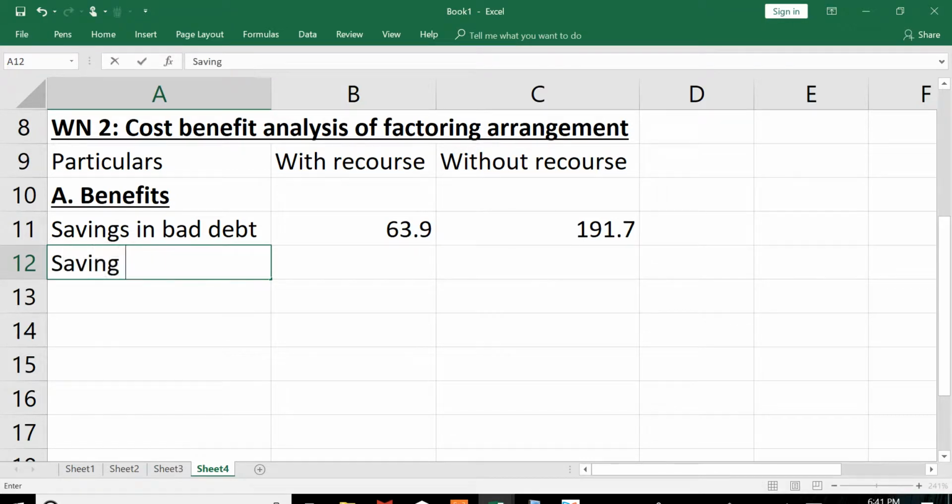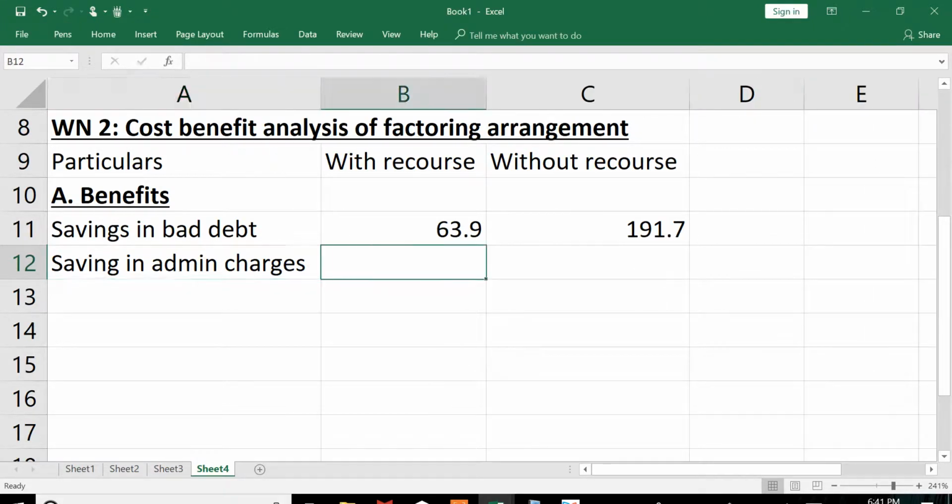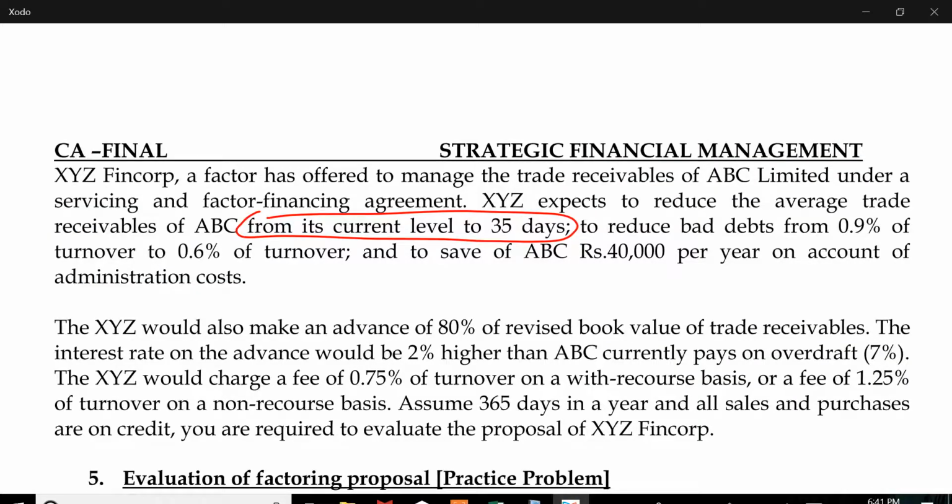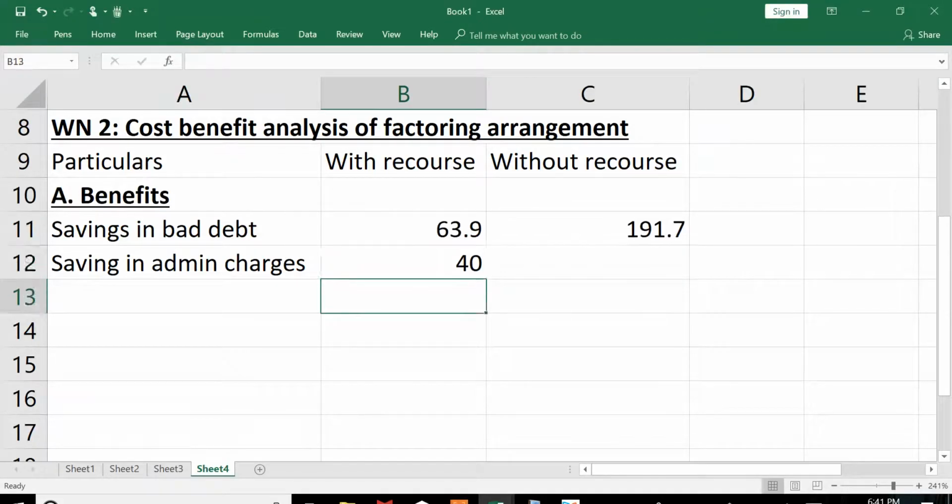Savings in admin charges: 40,000 per year.